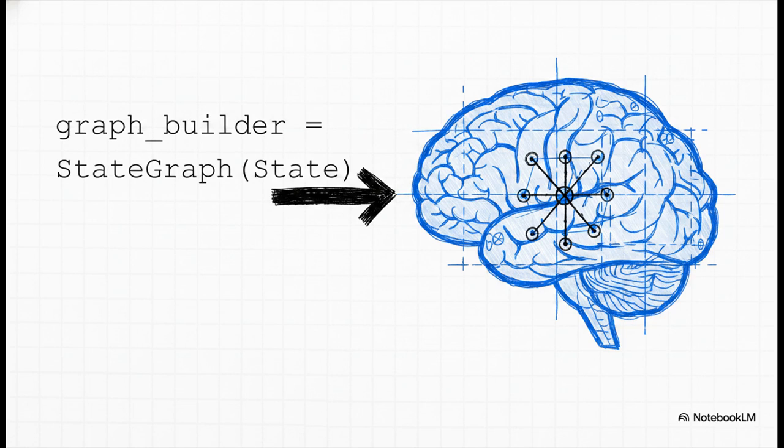And the whole thing really hinges on this one line of code. This is where you lay the entire foundation. By creating a state graph, you're literally building the blueprint for your agent's brain. You're defining the very structure of how it's going to think and remember things as it works through a problem.